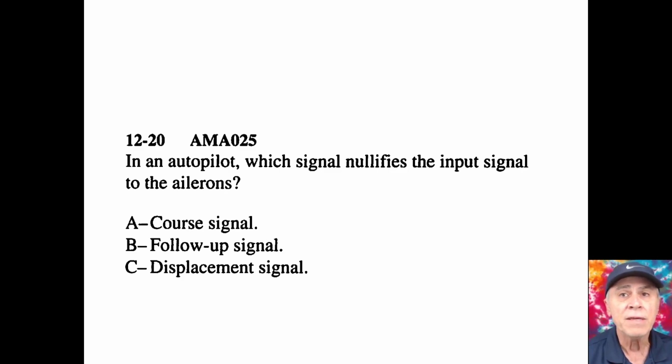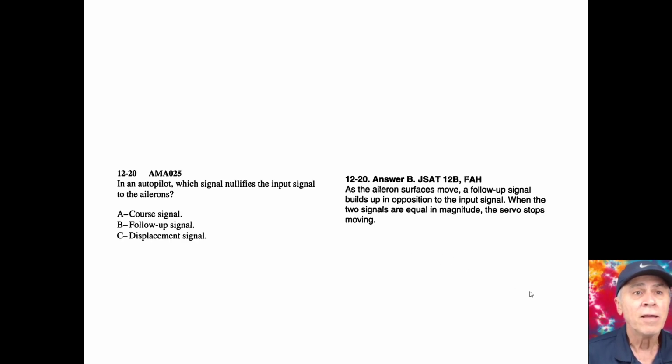So you want to nullify the input signal. So basically the servo moves the aileron a little bit because you want it to get a little roll. But now that you got to the correct roll, spot on, you want to basically let it up a little bit and try to hold that course. What is that second signal? Since it's a second signal, I'm going to say it's probably the follow-up signal, but they may have a special nomenclature attached to it. It is the follow-up signal.